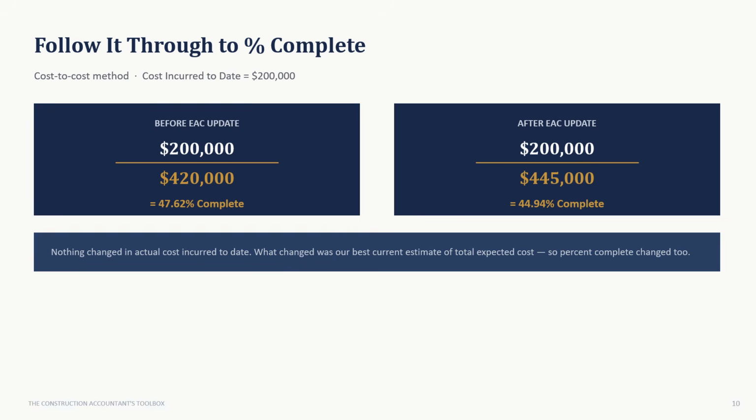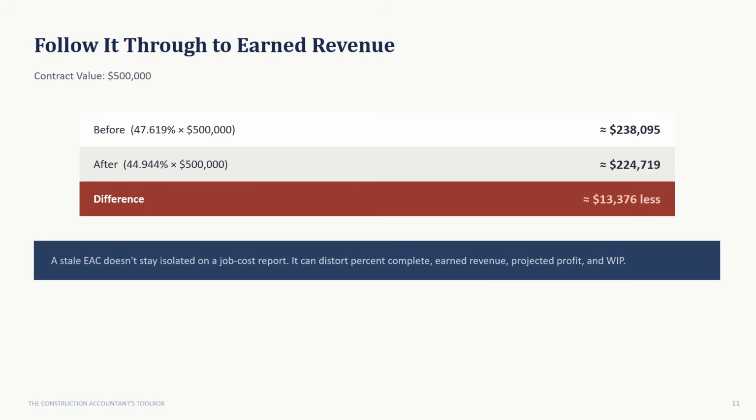Now let's follow it through to percent complete for companies using the cost-to-cost method. Cost incurred to date is $200,000. Before the EAC update, $200,000 divided by $420,000 is 47.62% complete. After the update, $200,000 divided by $445,000 is 44.94% complete. Nothing changed in actual cost incurred to date. What changed was our best current estimate of total expected cost, and that alone moved percent complete.